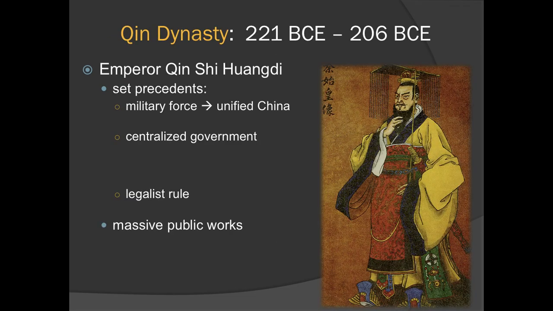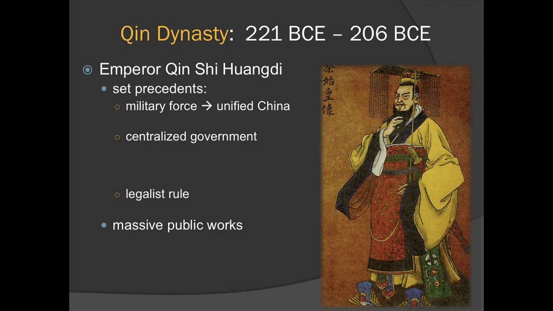So let's get to our very first centralized dynasty for China, and that's the Qin Dynasty. Note the years, really brief, 221 BCE to 206 BCE. It is the shortest of all Chinese dynasties, mainly because there was only one emperor, and that was Emperor Qin Shi Huangdi.